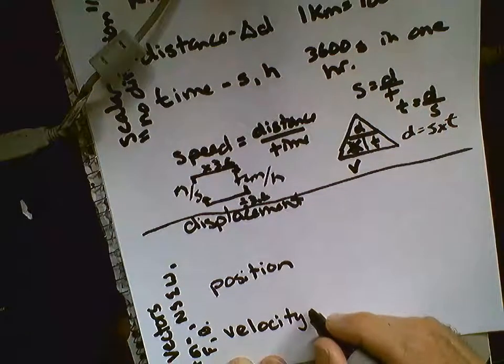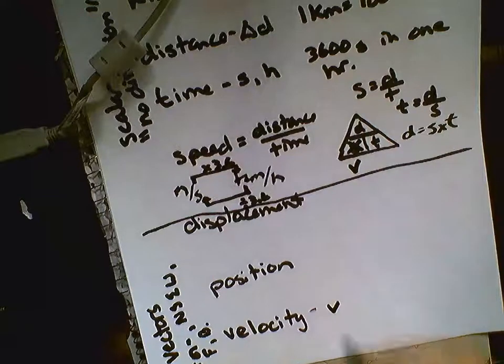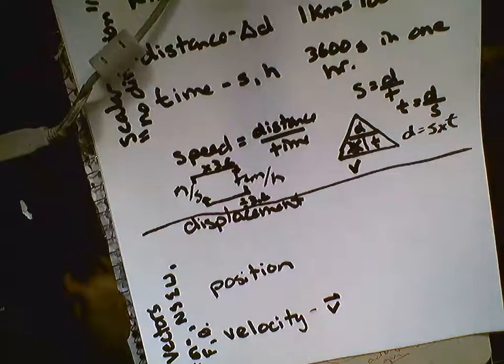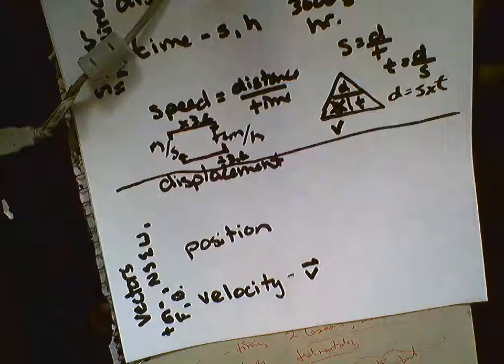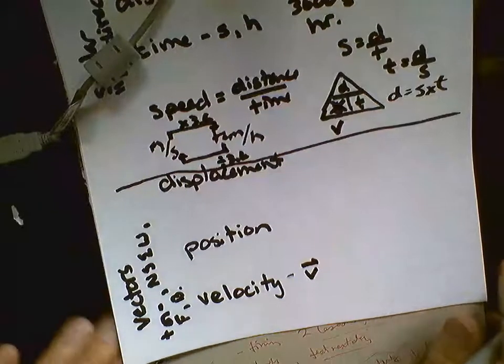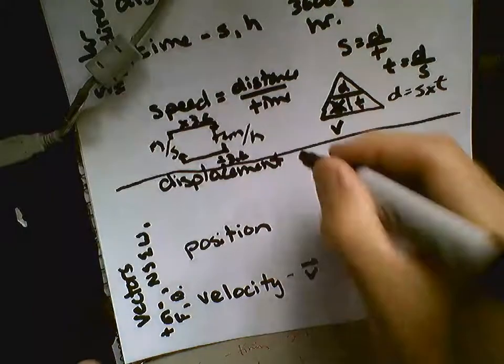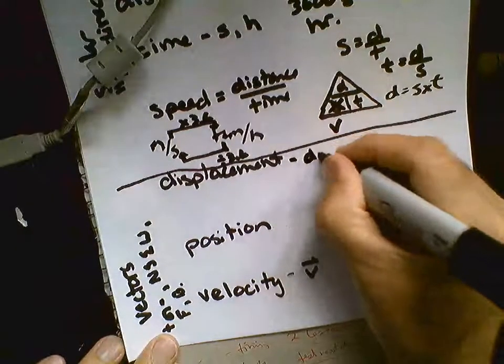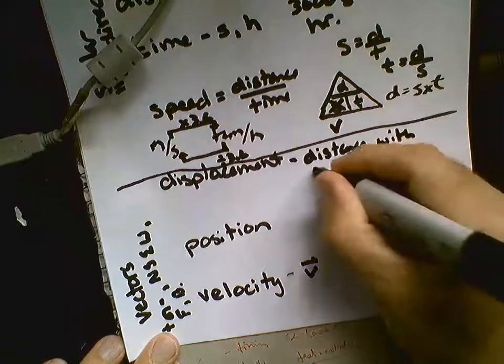Now, velocity is also a V, just like speed, but it's got an arrow over the top, which means you must have a direction associated with it. Whenever you give that velocity, you must say north, south, east, or west, or whatever it is that you want to say. The lesson we're about to do is the same as the first lesson, except now we're speaking about vectors. So displacement is like a distance with a direction.